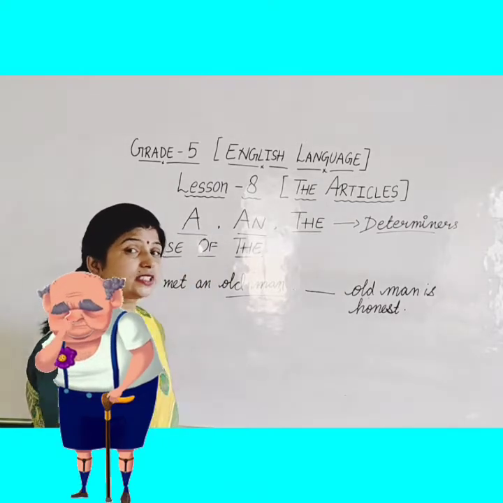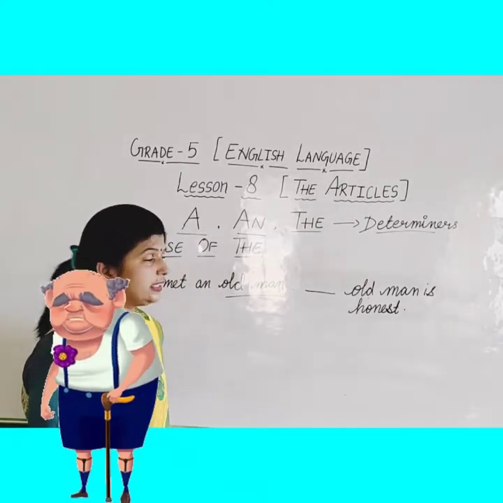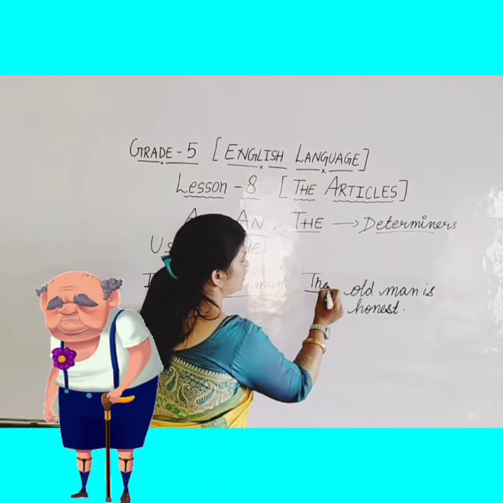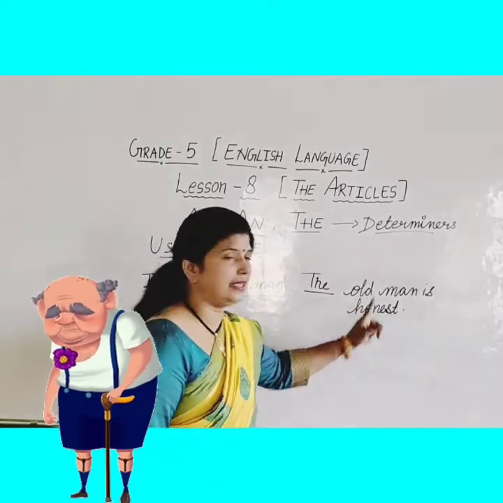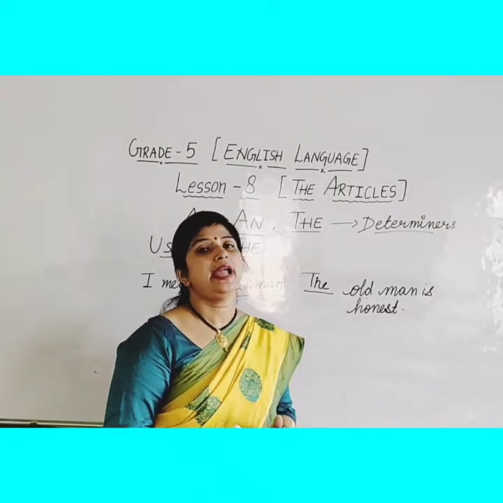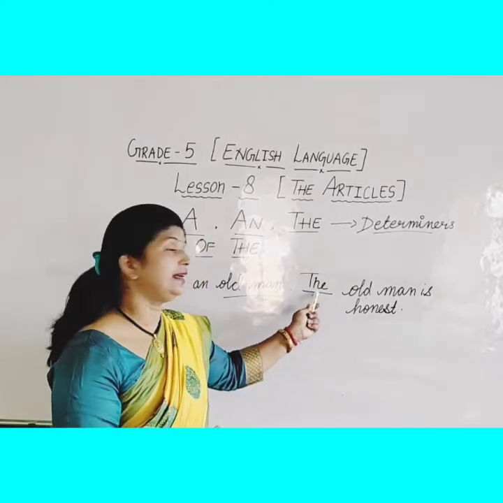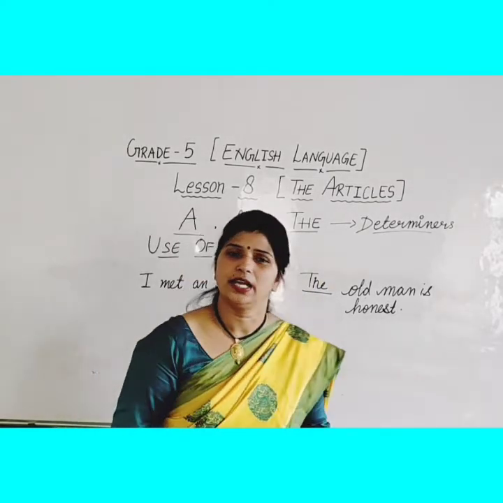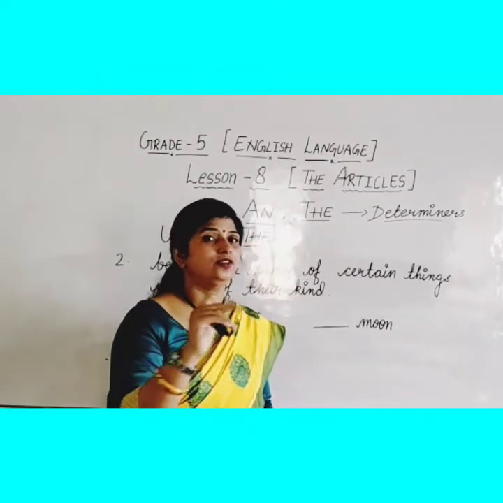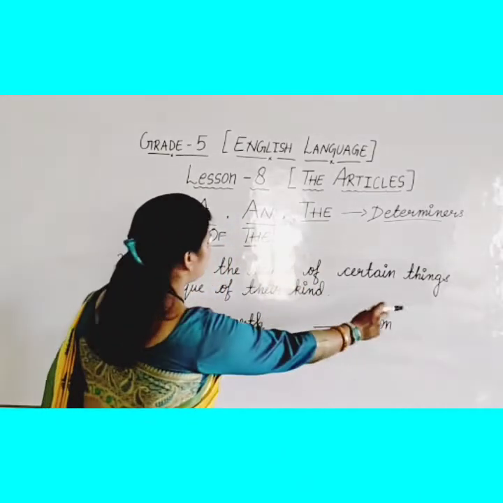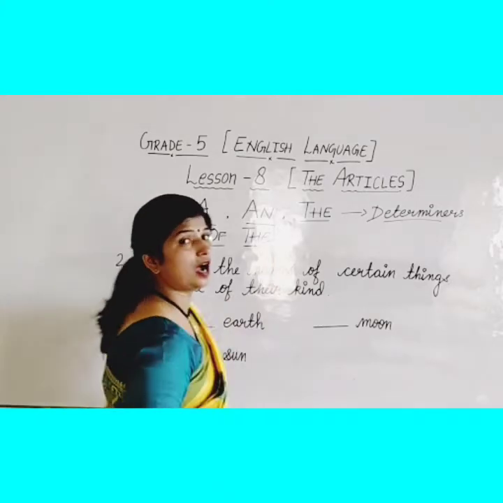So if it is coming twice in the sentence, then at that time we will use the. तो हम क्या use करेंगे? The old man is honest. Whenever any noun is coming twice in the sentence, then there, the second time, we will use the. Okay, so the second rule to use the is before the name of certain things unique of their kind.